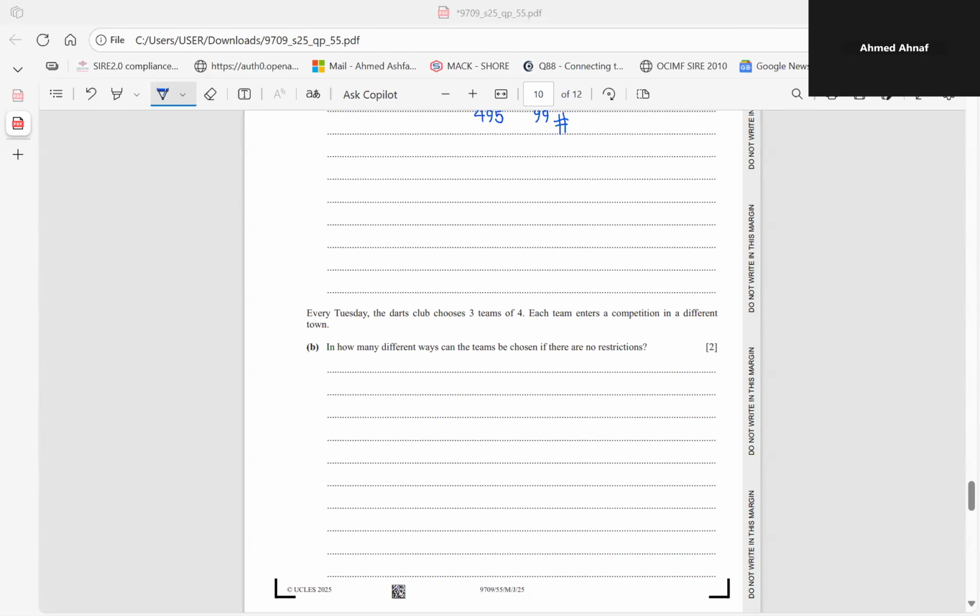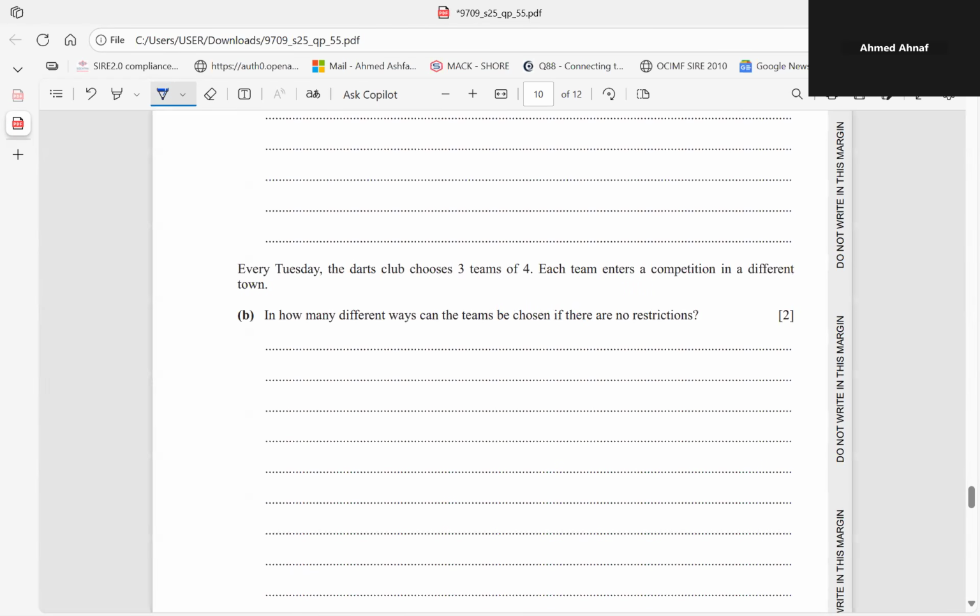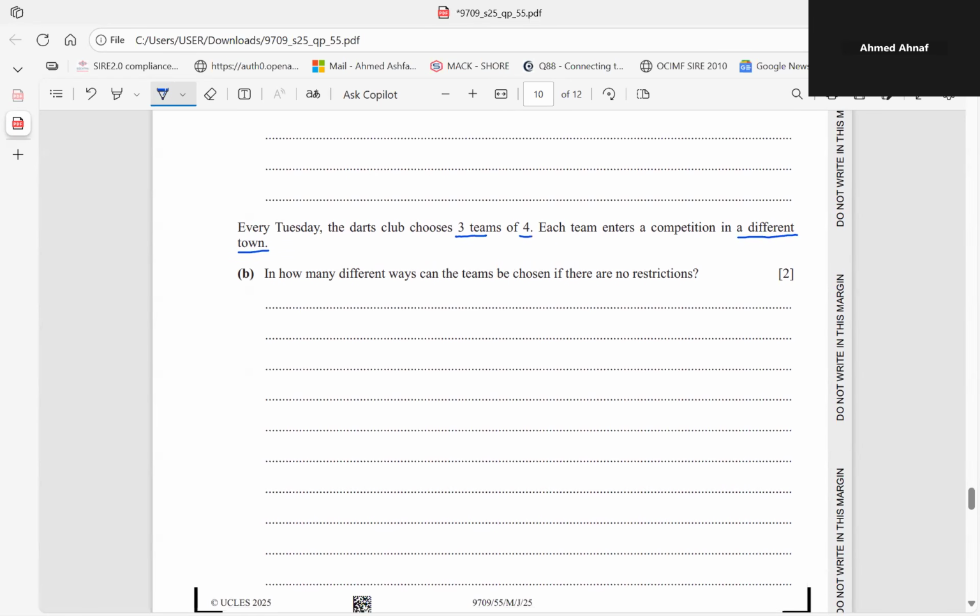Okay, so for the second part, we're told that every Tuesday, the dart club chooses 3 teams of 4, and each team enters a competition in a different town. So for this part, we have to find out in how many different ways can the teams be chosen if there are no restrictions.